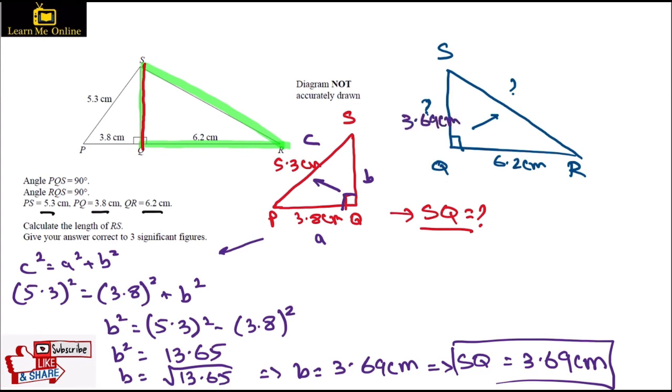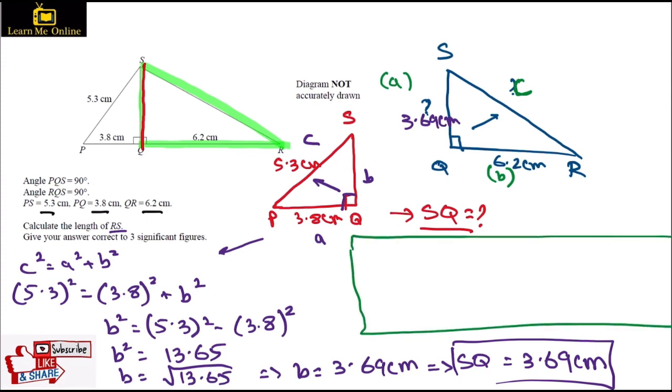Now we are finding out the length of RS. To find RS, again, this is making a right angle triangle. We know that opposite to the right angle is always the hypotenuse, labeled with the letter c. The other two sides are a and b. To find out this SR, I'm doing the working out in the box here. We again use the Pythagoras theorem, which is c square equals a square plus b square. c square is what we are finding out, and we label any of the sides as a and b, which we did already. So this would be 3.69 square plus 6.2 square.